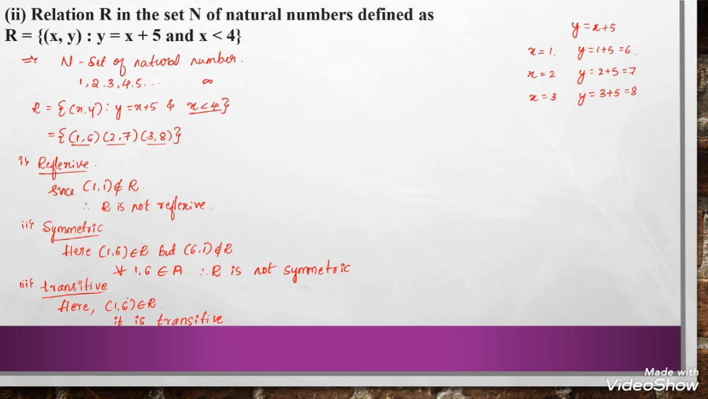Therefore, what can I write? The given relation holds transitive, but neither reflexive nor symmetric relation.